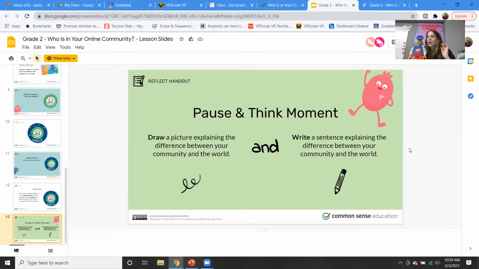So that's what we're looking for, to get you guys to see that your community is the people that you know and the world is people that you don't really know. You still have to follow the same rules to stay safe wherever you are, whether you're doing it by yourself, with your community, or with the world. You still want to keep yourself safe and follow those same rules, because that's really what we're trying to teach you guys here, right?